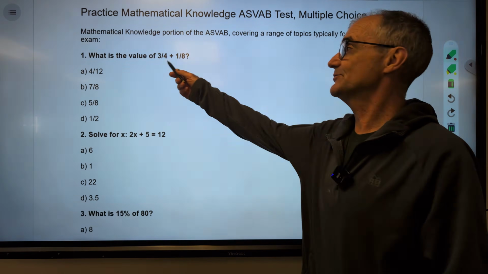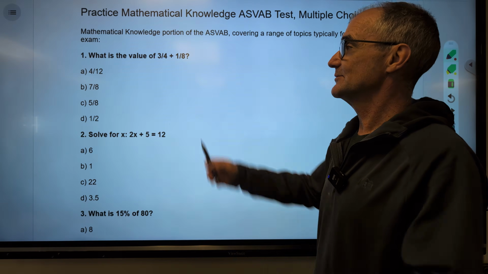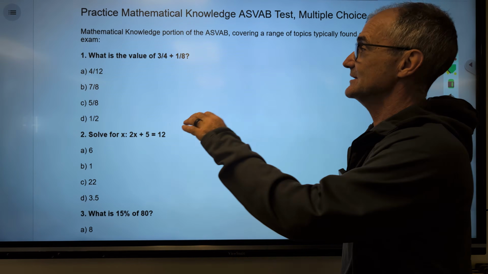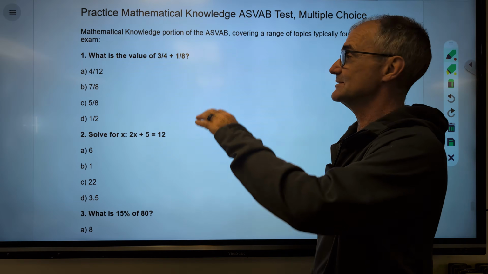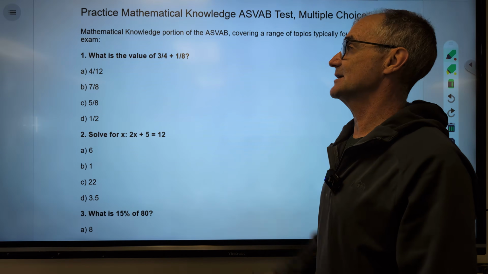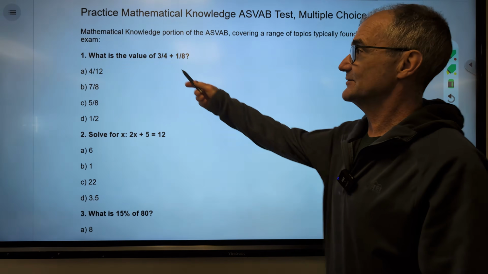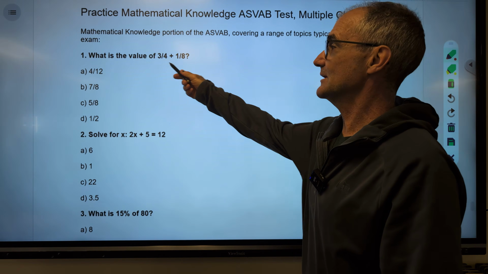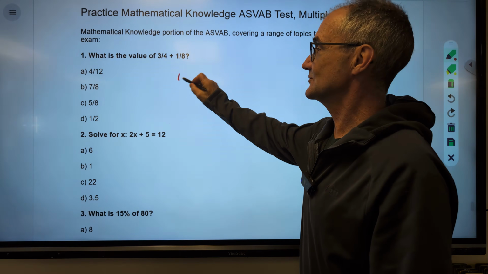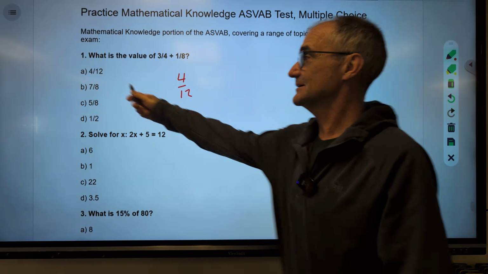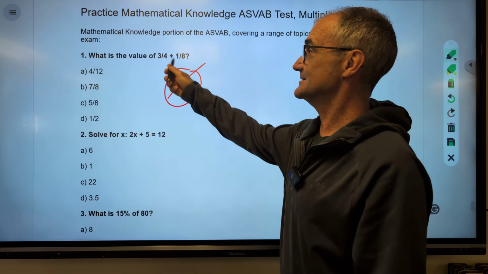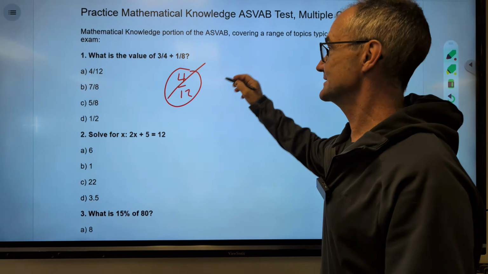What's the value of 3/4 plus 1/8? Before I do anything, I look at that and I think about what is the trick. The trick here, what they are asking me is, do you know you need a common denominator? So if I didn't have a common denominator, I'd add across the top to get 4, add across the bottom to get 12. Right? There it is right there. That is the wrong answer. The question is, do you know you need a common denominator?